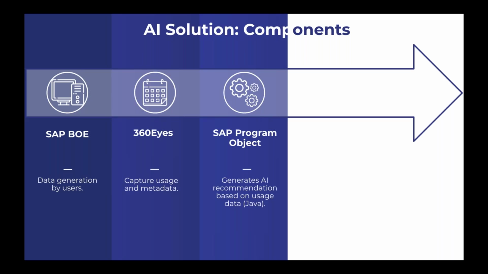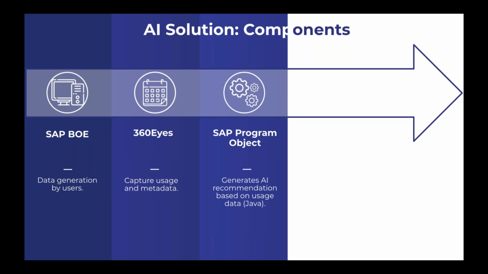I want to tell this story of the AI by presenting the components. We know BusinessObjects is involved. We know 360 Eyes is involved up to this point. But when we started talking about the solution, how do we increase user adoption? How do we provide users some kind of insight into what's going on within their environment beyond themselves? We started to talk about a number of things: how do we generate that AI information, and then how do we present that to the user? So the SAP Program Object is one of those things that came to mind.